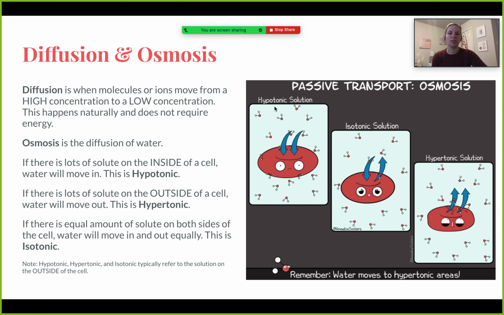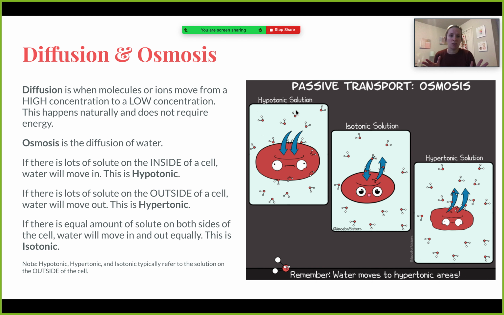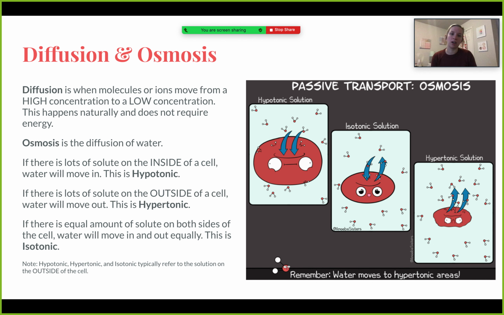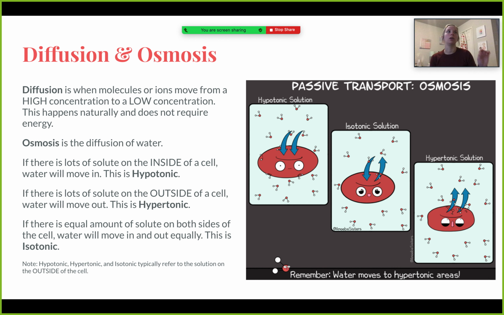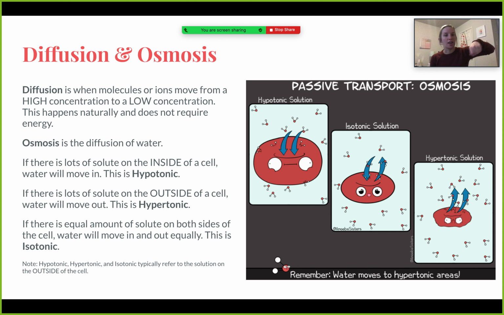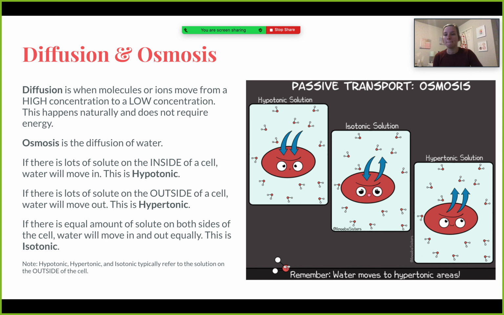And there's 3 different types of solutions that we talk about. Solution just means the stuff on the outside of the cell. And usually we're talking about something being dissolved in it. For example, dissolving sugar in water, like your Kool-Aid or your lemonade mix, is going to make a solution, something dissolved in water.